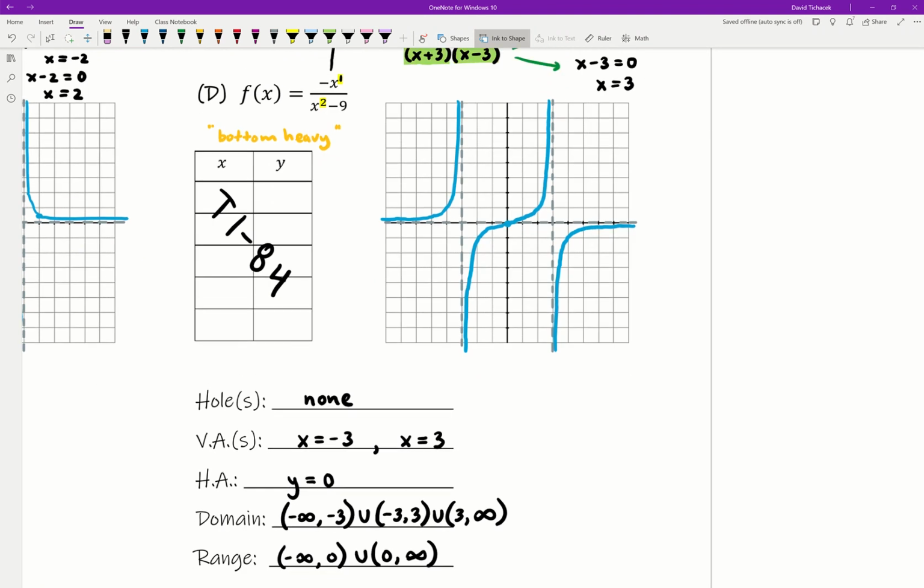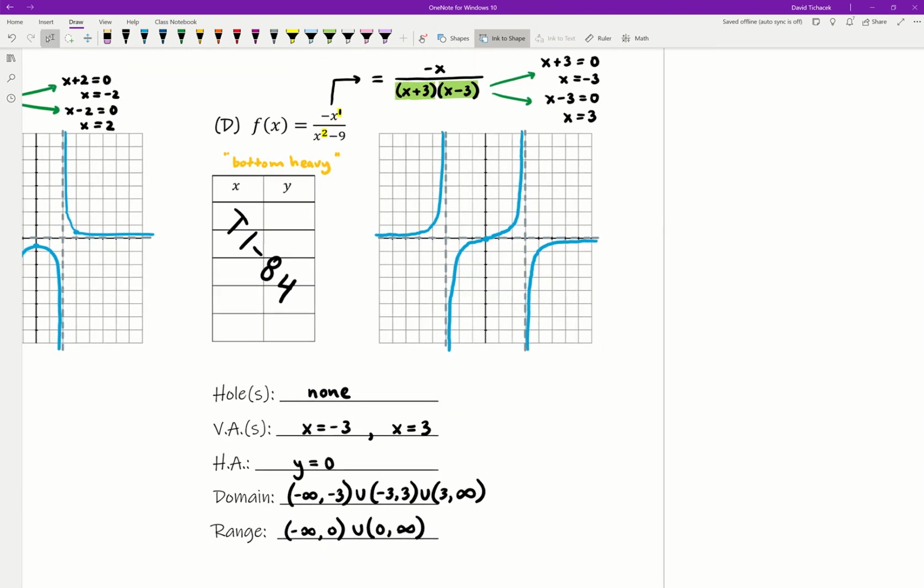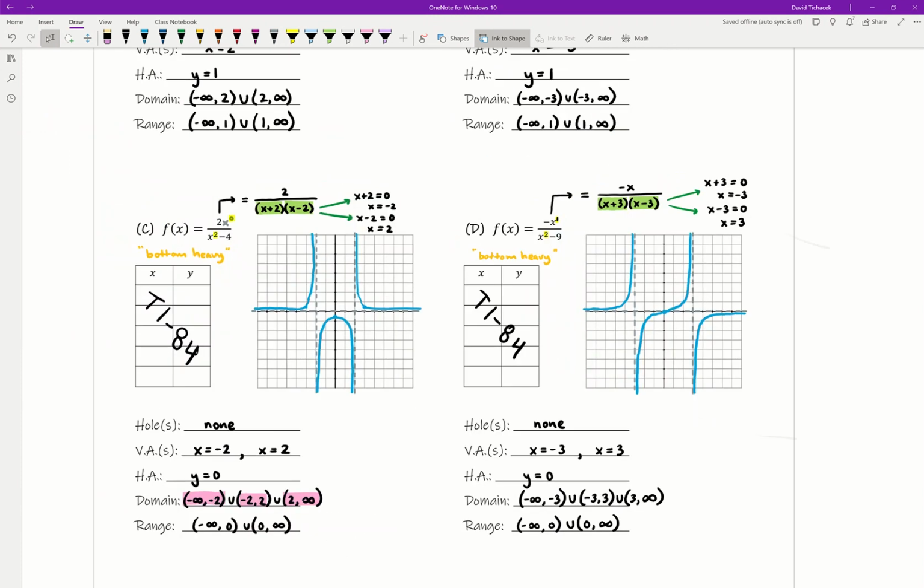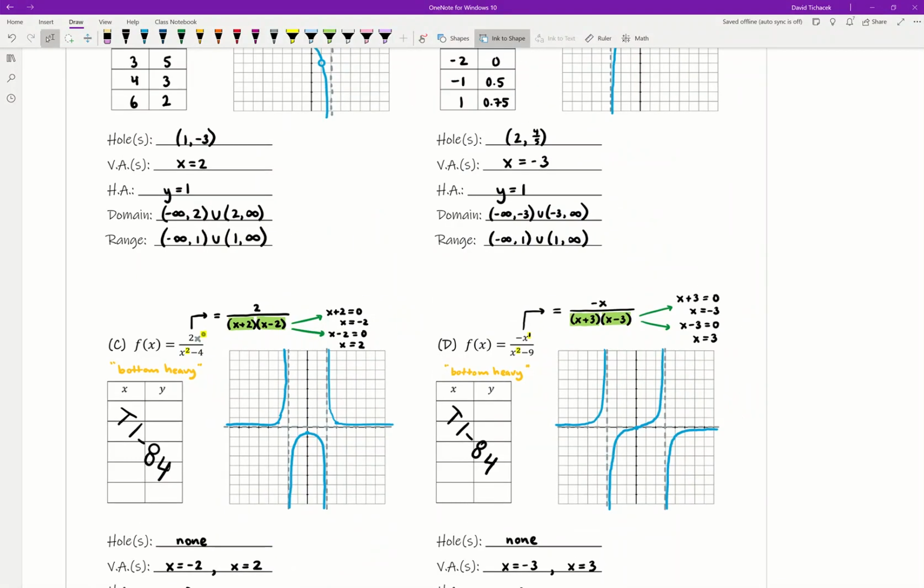So again, maybe pause the screen and take a look at the work for that one. That would be another example of one that is bottom heavy, so we would have an automatic horizontal asymptote of the x-axis. This would be one that does not have any holes, because when you factor the numerator and denominator, they don't have any common factors, so nothing cancels, so no holes there. And we do have 2 vertical asymptotes because that's a quadratic in the bottom. We factor that and solve, we get 2 vertical asymptotes, and then from that information we can get the domain and range.